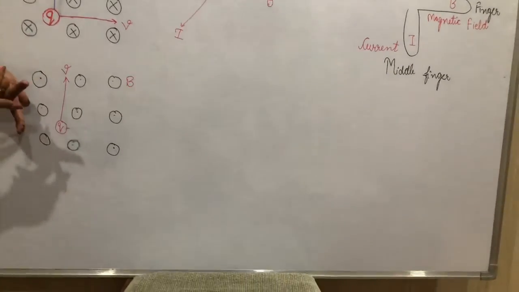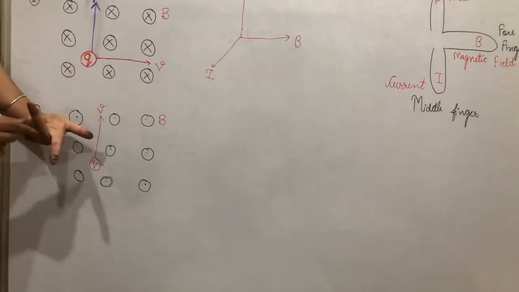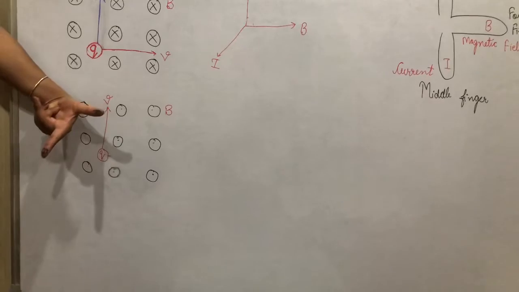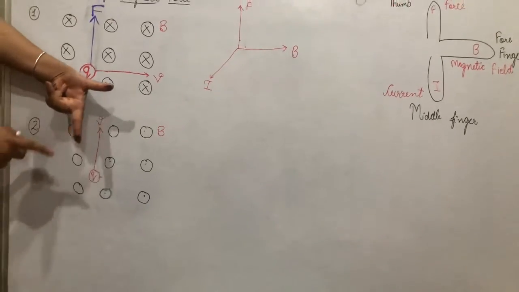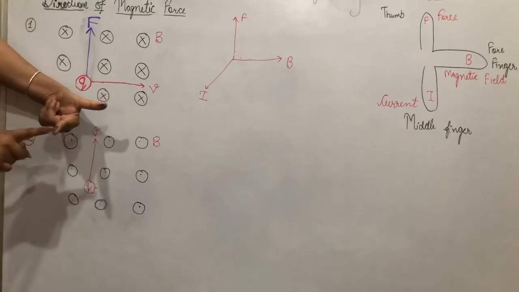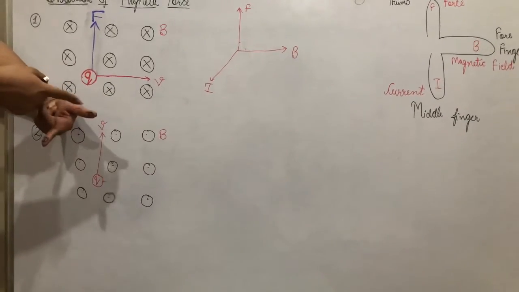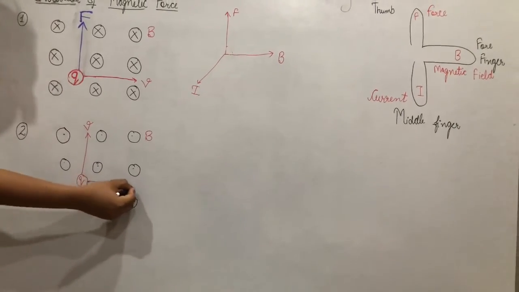So current is in the upward direction and the magnetic field is outward, and now my thumb points in the right direction. So this thumb indicates the direction of force. The magnetic field is outwards, current is upward, and force is in the right direction. So force is in the right.